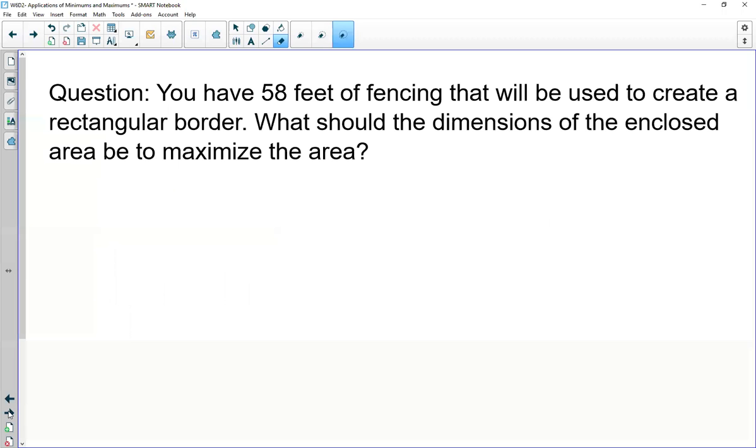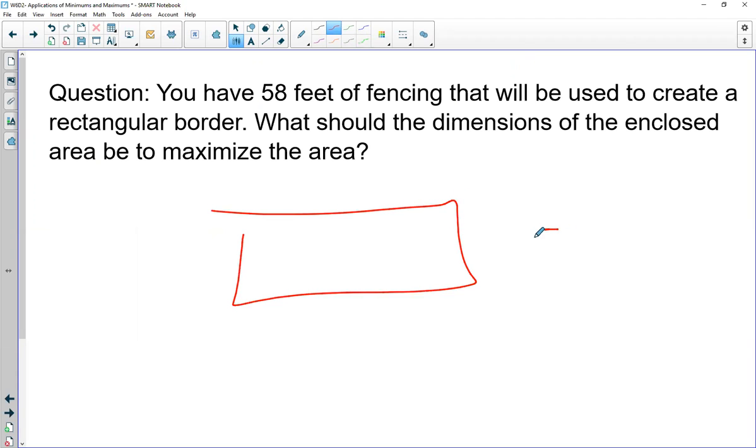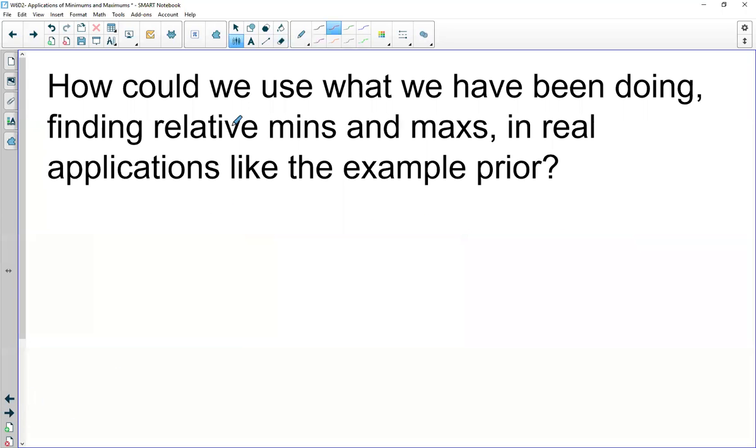So I'm going to pose a question here to start. You have 58 feet of fencing that will be used to create a rectangular border. What should the dimensions of the enclosed area be to maximize this area? So we have 58 feet, and it's going to create a rectangular border. What do you think the dimensions of this enclosed area to maximize its area should be? So how can we use what we've been doing, finding relative mins and maximums, in real applications like the example prior? Tell me what you think.